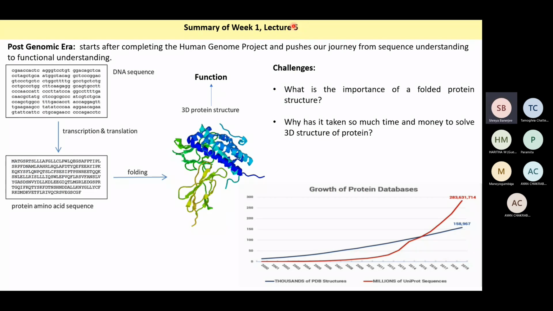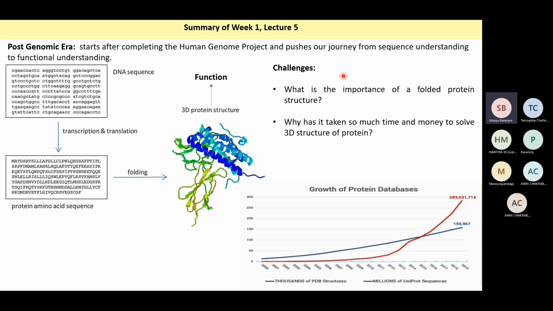In the final lecture of the introductory class, Sir talked about the post-genomic era, which started after completion of the Human Genome Project and pushed the journey from sequence understanding to functional understanding. So from the DNA sequence, by transcription and translation, you can come to the amino acid sequence. And from the amino acid sequence, by folding, you can get the 3D structure of the protein. But you need to know the 3D structure to find the function.